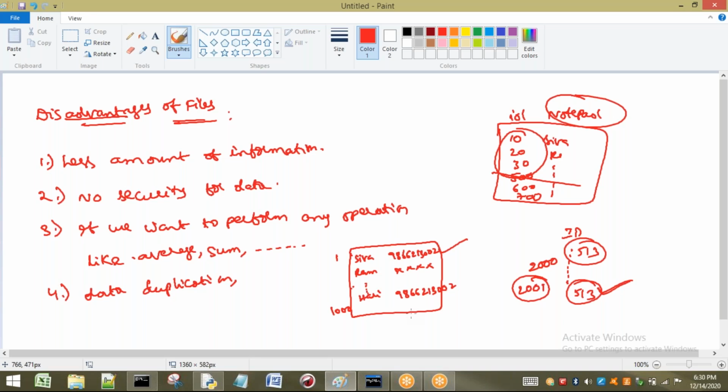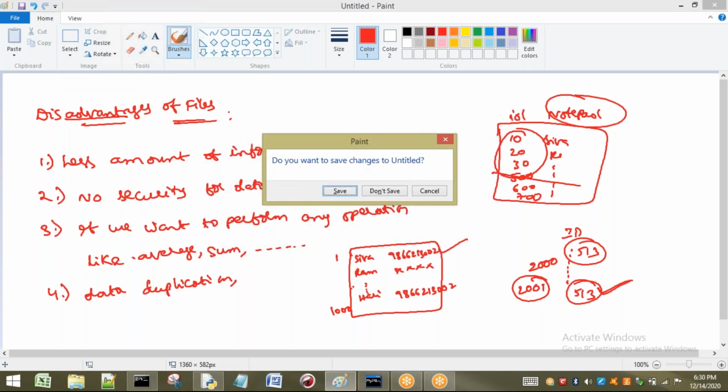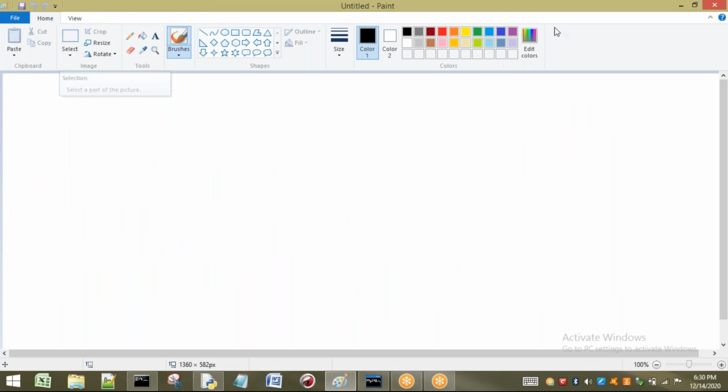So by seeing these disadvantages, we are going for the concept of databases. Some solution has to be there for all these disadvantages of files. So to overcome these disadvantages, we are going for the concept of databases. Now let us see what is the use of databases. As we have seen some of the disadvantages of files, we are coming to databases.